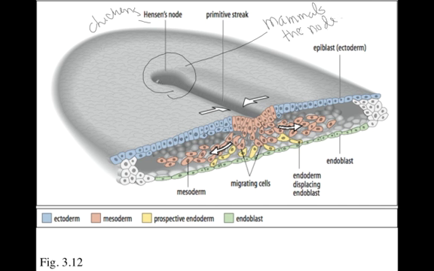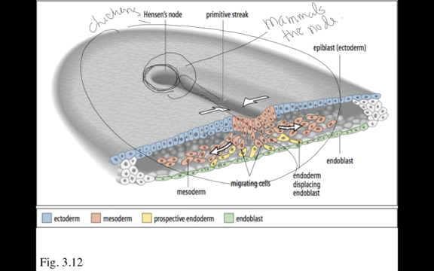Here, the drawing is a poor representation. Henson's node is actually a bump. It's a little bump at one end of the primitive streak. See which end it's at? So here we have the disc-like structure, and the primitive streak grows out, folds out like that. And at this tip is the node. And most of the time, I'll just call it the node.